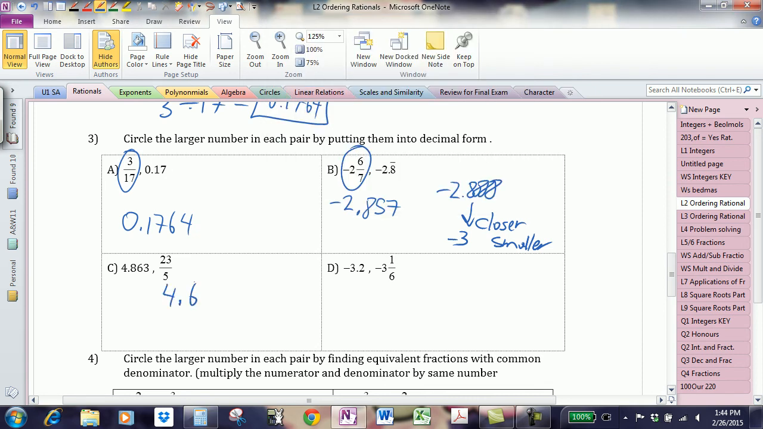Okay, so we have 4.8, 4.6. This one's larger, it's closer to the number 5. Okay.